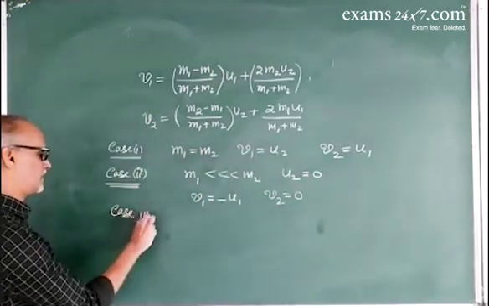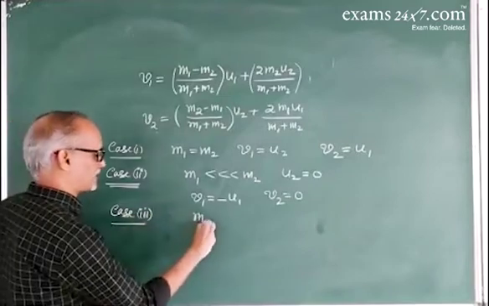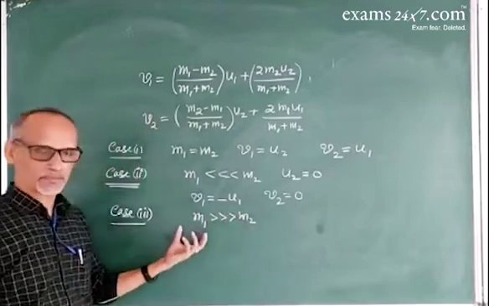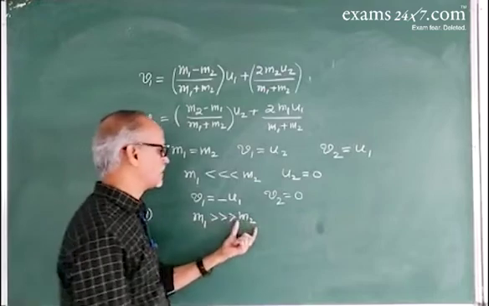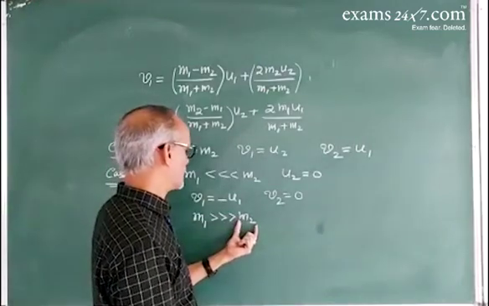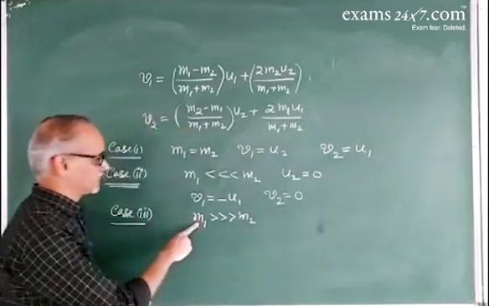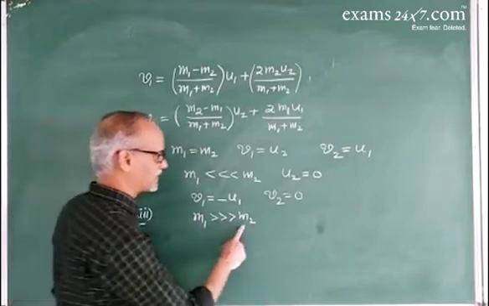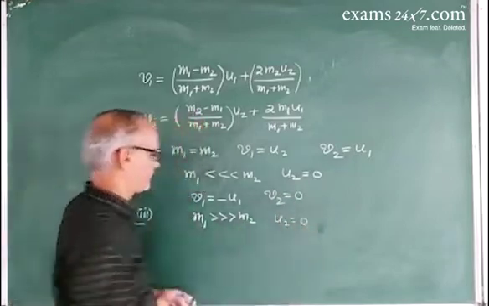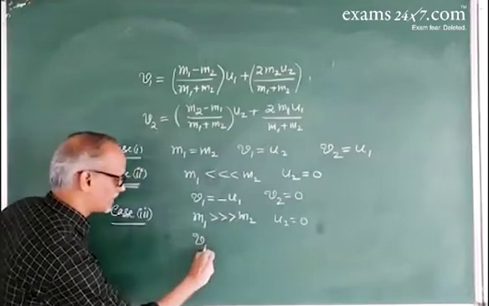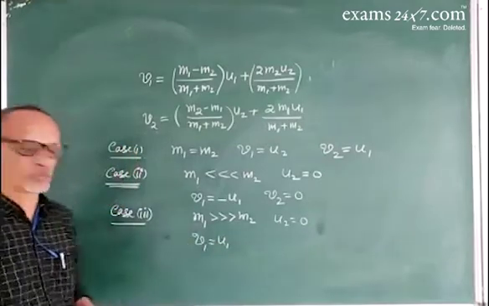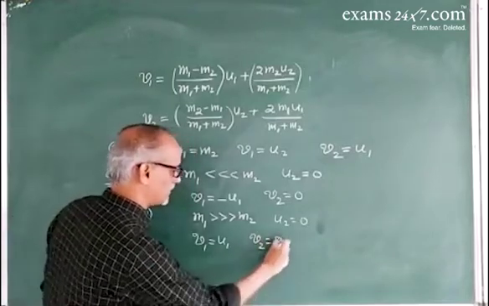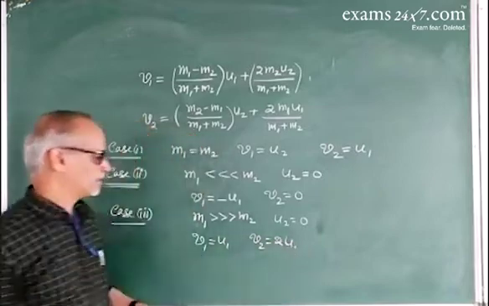And the third and the last case, that is, if m1 is much greater than m2, that means if a heavier body m1 collides with a lighter body which is again at rest, so u2 is 0, then the velocity of the first body continues to remain the same, whereas the velocity of the lighter body becomes double the initial velocity of the heavier body.